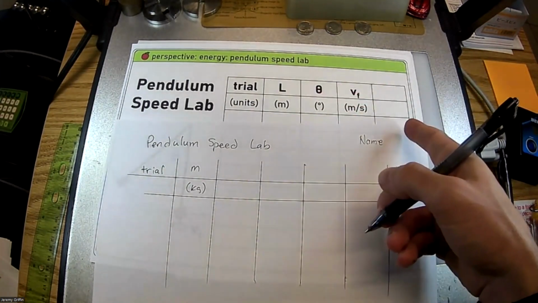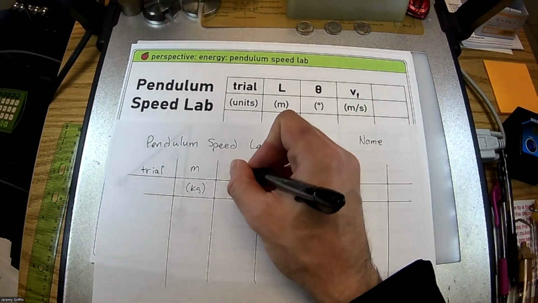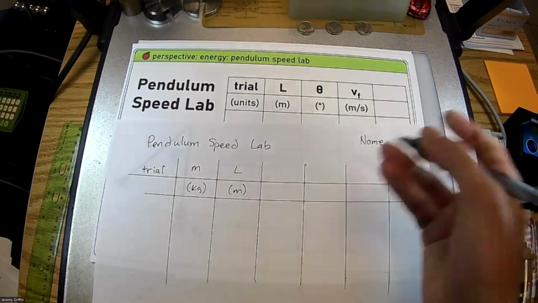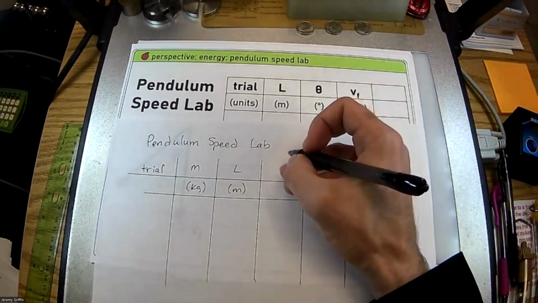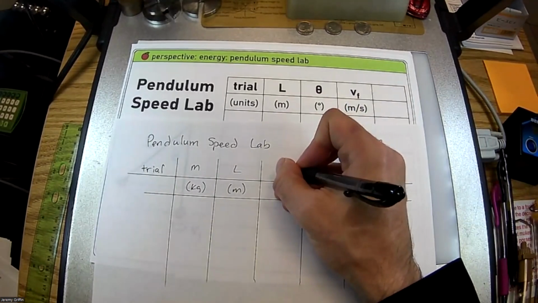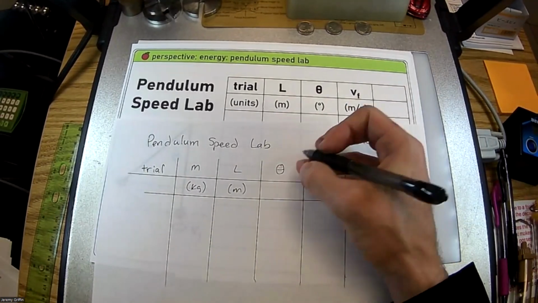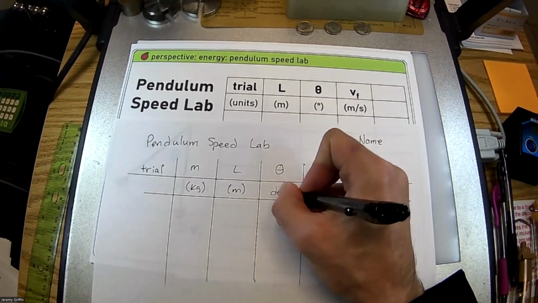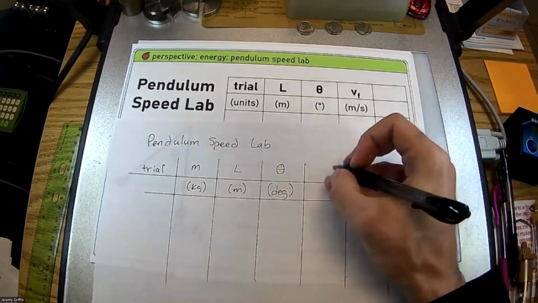But you definitely need to know these other things. What's the length in meters? Or you could do centimeters, maybe. It's up to you. What's the starting angle from the vertical? They would call it the initial angle, maybe in degrees.